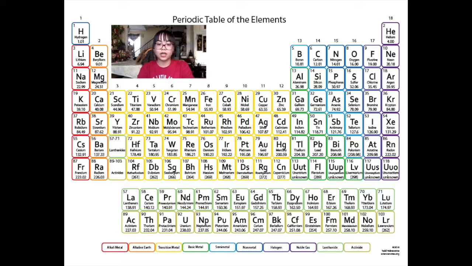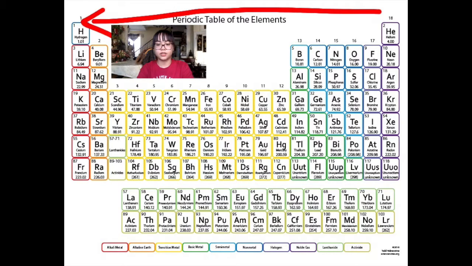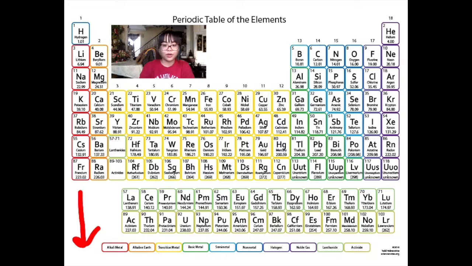The atomic radius, in contrast to the other three trends, increases from right to left and from the top to the bottom. In other words, the more protons an atom has in its nucleus, the smaller the radius is.